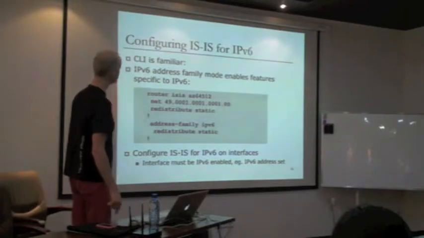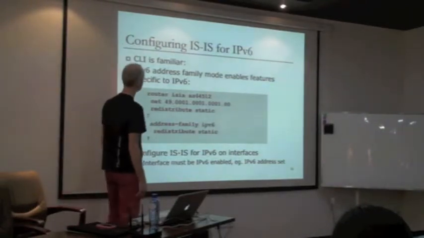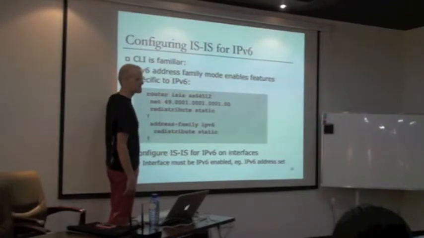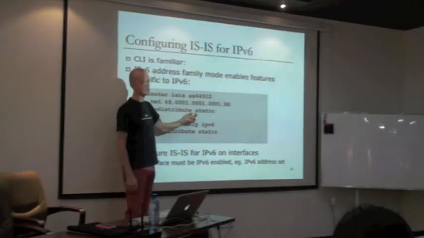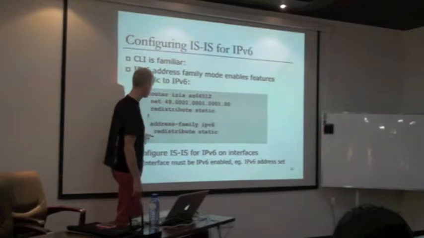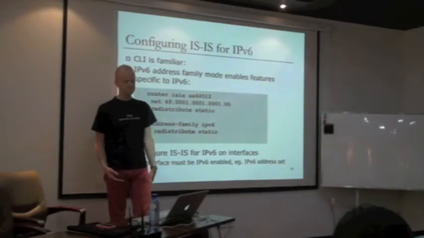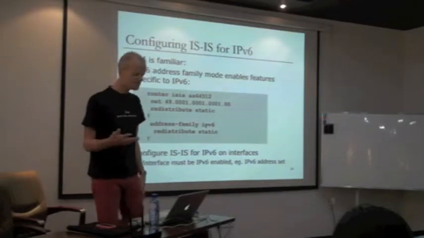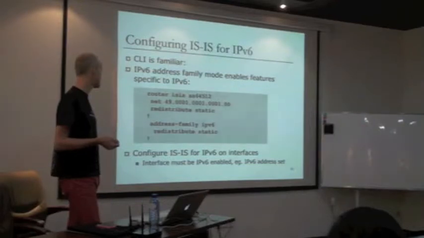The CLI is familiar. But all we need is a V6 address family mode to enable features specific to IPv6. So here we go, router ISIS, whatever, NSAP address. I've done a redistribute static as an example. Address family IPv6, redistribute static. So we'll see in the lab there are some options specific for V6 within the ISIS configuration.